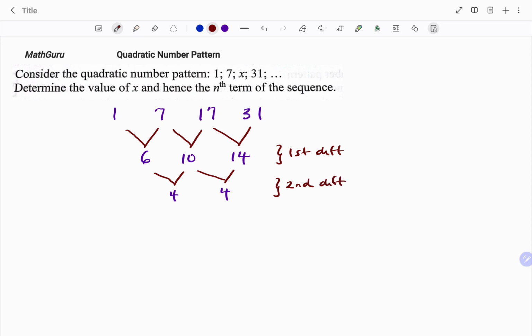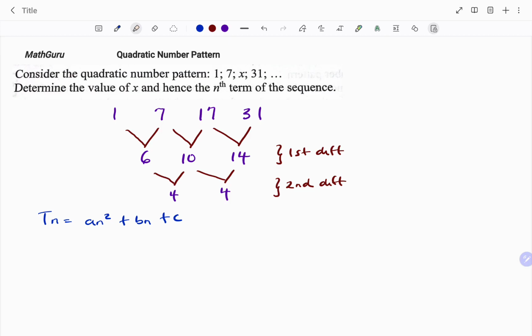So starting with the nth term, we know that the standard equation for a quadratic pattern is Tn equals an squared plus bn plus c.